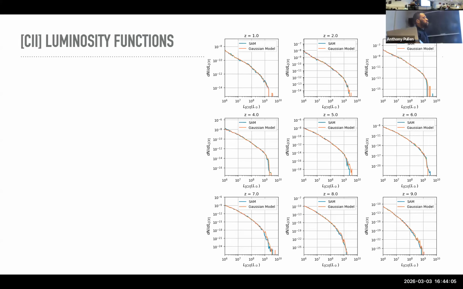Most of the signal, at least for the line intensity mapping signal, would be dominated by these lower luminosity galaxies. So this would affect a bright galaxy survey measurement more than a line intensity mapping measurement. But we do see, for the most part, that it looks pretty similar.